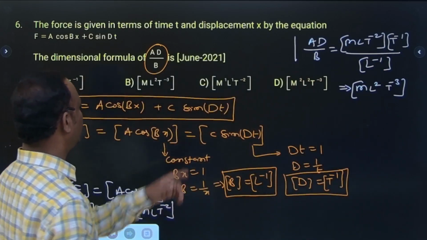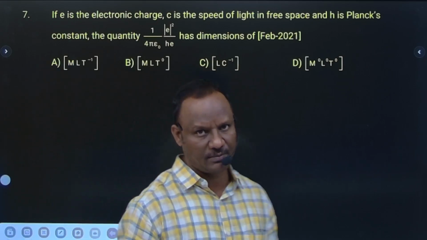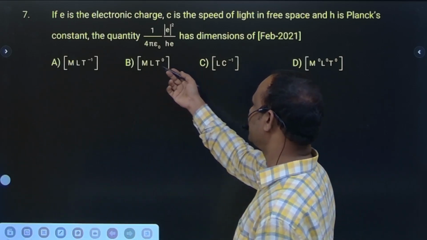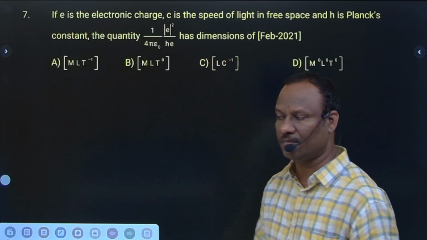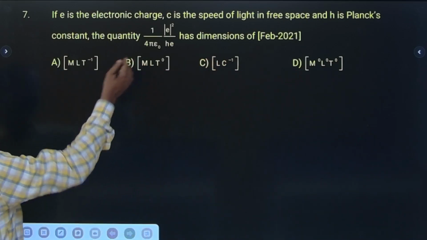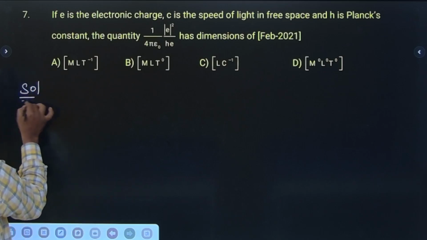ML square T minus 3. The option is B. This is the question, based on the dimensional formula. We can take any two equations and compare them. Otherwise, the traditional way is to find it by direct substitution of the dimensional formulas of the given physical quantities.